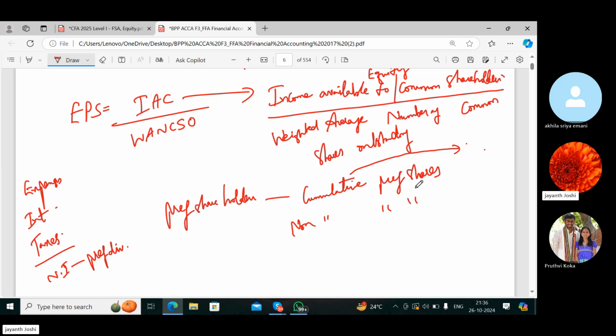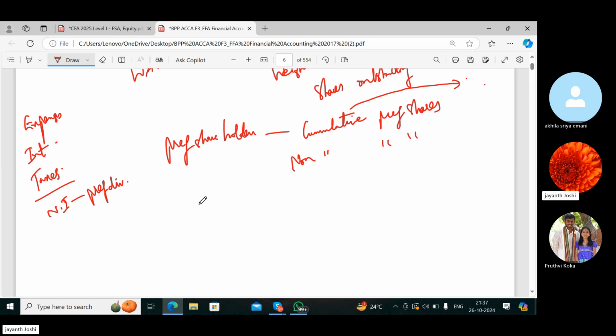And non-cumulative preference shares are those shares for which, if a dividend is declared, then it definitely has to be paid. Because they don't earn otherwise; if it is declared, they will definitely earn it. Now I'll write the points here clearly.